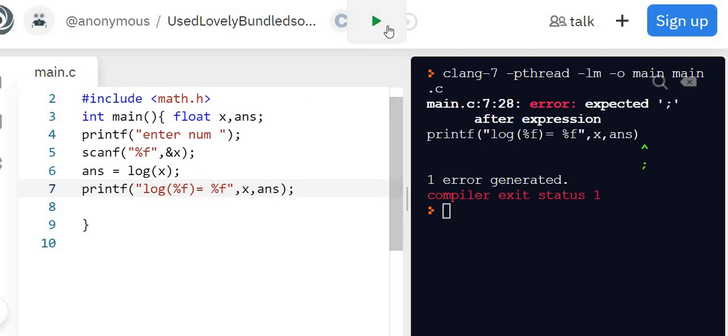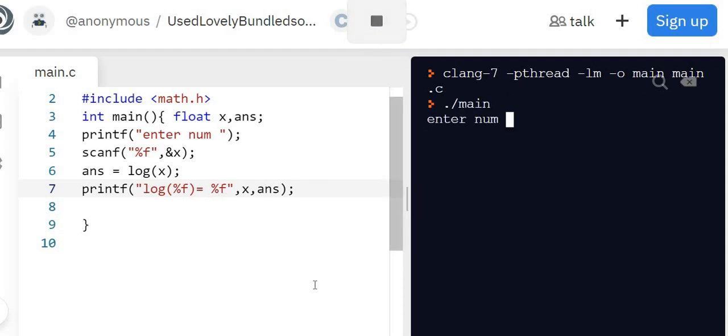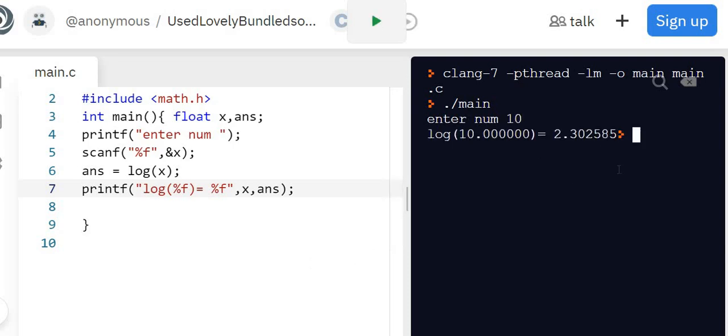Expected semicolon. Let's do it again. Enter number. So I enter any number, suppose 10. Log of 10 to the base e is 2.303. We know this. You can give any other number. Suppose I enter 20, so log of 20 to the base e will be this.